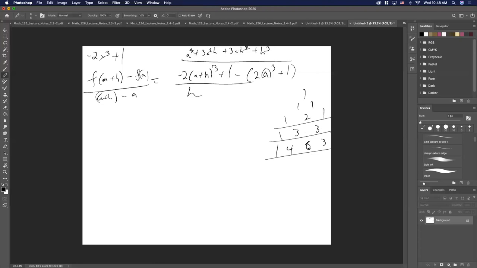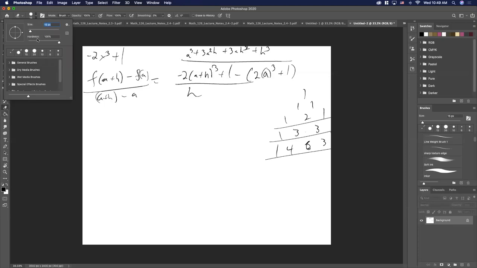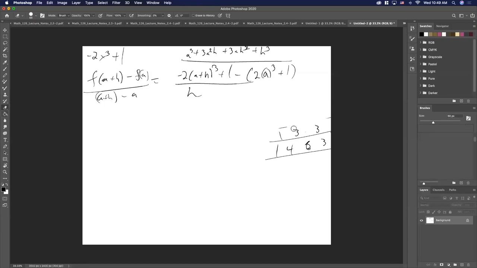And then you start with a cubed. And then you just slowly bring that down. Bring h up. So this goes down to 2. This goes up to 1. This goes down to 1. This goes up to 2. And this goes down to 0, aka nothing, and then this goes up to 3. And so once I have all that, I'm going to get out my eraser. Let's make my eraser really big.